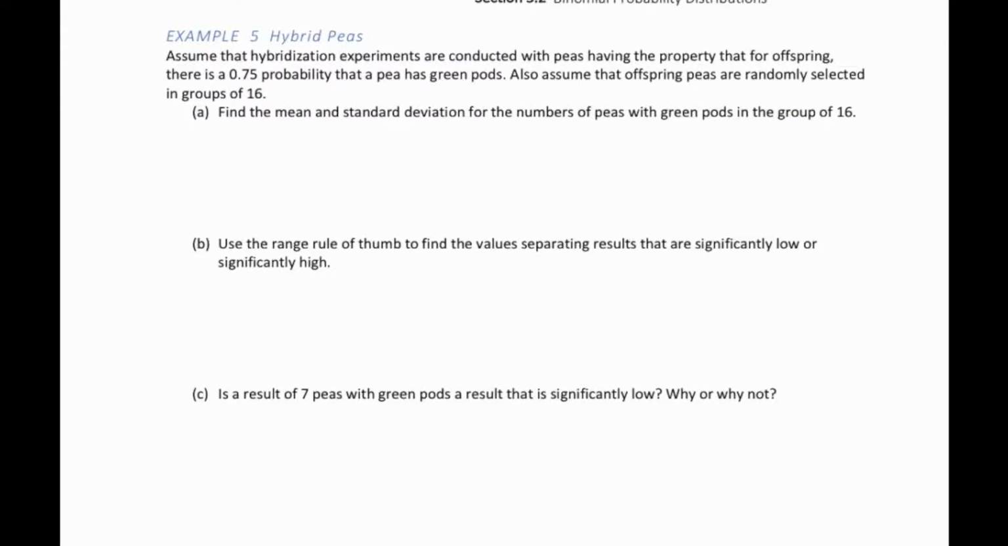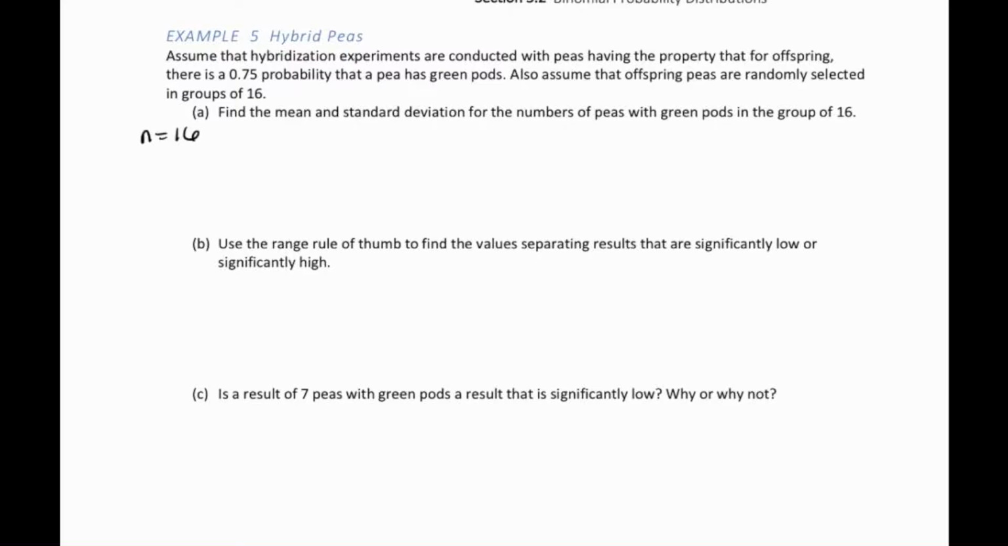So example 5, hybrid peas. Assume that hybridization experiments are conducted with peas having the property that for offspring, there is a 0.75 probability that a pea has green pods. Also assume that offspring peas are randomly selected in groups of 16. So A, find the mean and standard deviation for the number of peas with green pods in a group of 16. So in a group of 16, we have 16 trials.